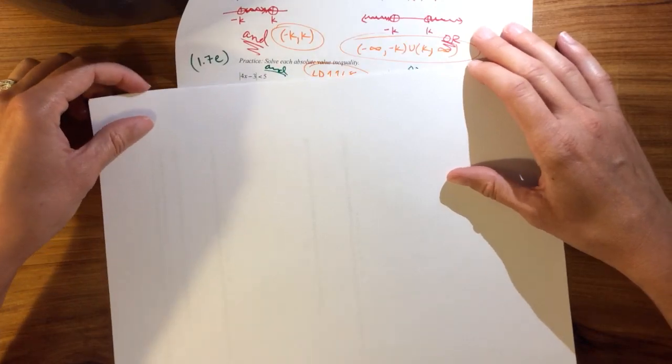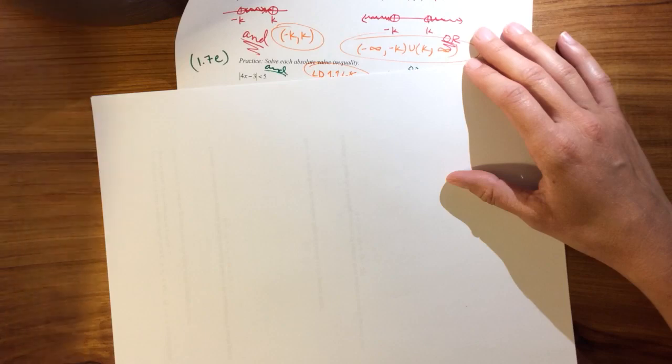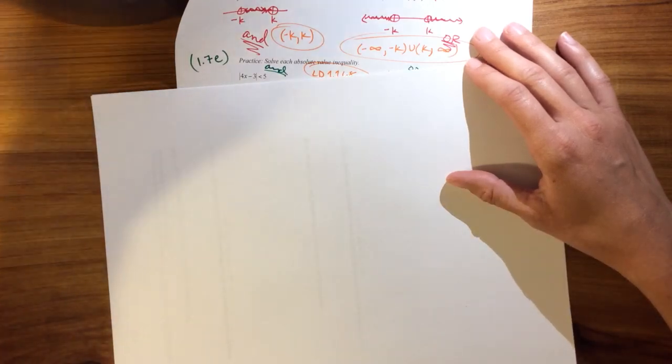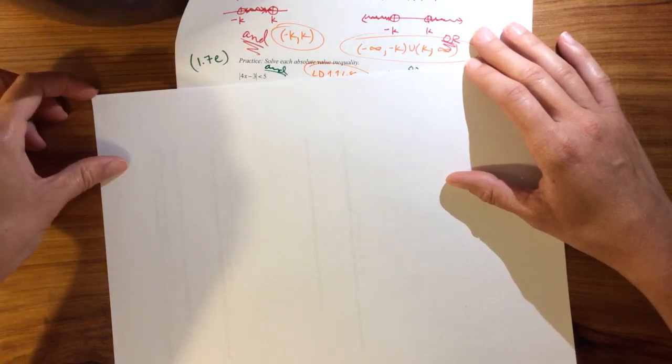So we've got 4 examples. The first example is the absolute value of 4x minus 3 is strictly less than 5. So again, pause the video, try it yourself, and then press play when you're ready.